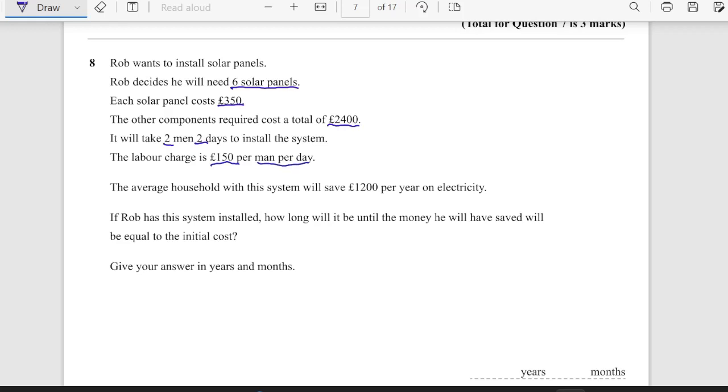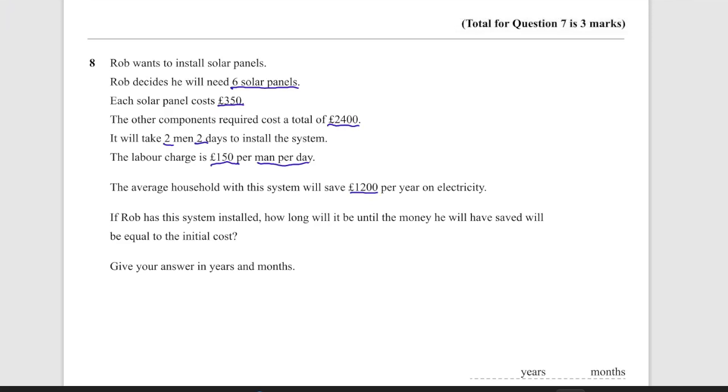The average household will, with this system, save £1,200 per year on electricity. If Rob has the system installed, how long will it take him until the money he saved will be equal to the initial cost? Okay, so we want 6 solar panels, each costing £350.